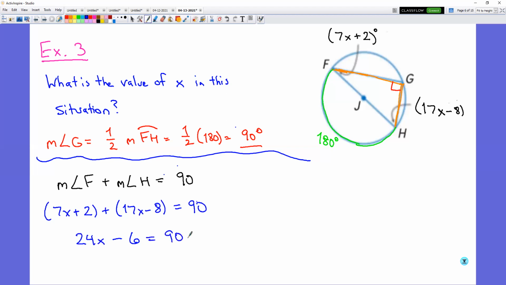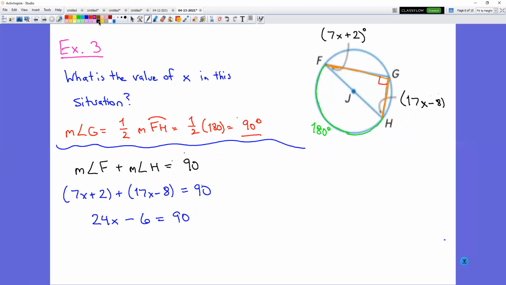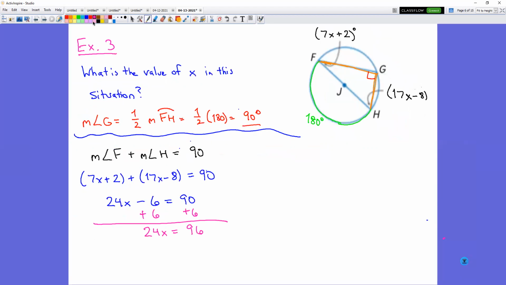Then what we'll do is add 6 to both sides. And we're going to have 24x equals 96. And then we will need to divide both sides by 24 to get x by itself.